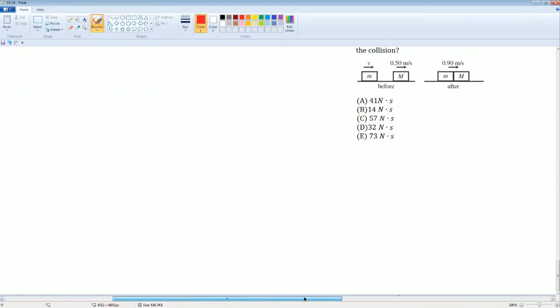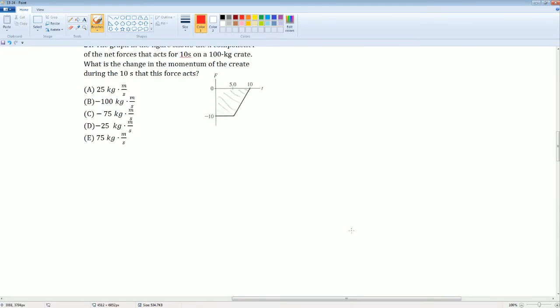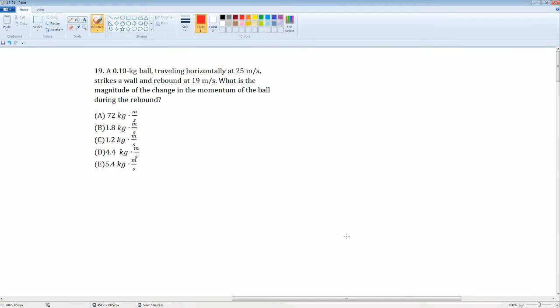Okay, so let's look at the next question. 19. A ball is traveling horizontally. It hits a wall and rebounds. What is the magnitude of the change in the ball's momentum during the rebound? All right, so here's the ball. It hits the wall. Then the ball goes back. There's an mv going here, and there's an mv going this way.